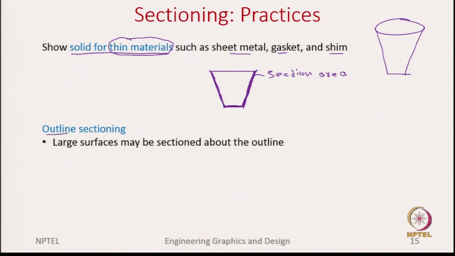So, there is another sectioning called outline sectioning, especially for very large surfaces. So, let us say there is one very large surface which needs to be sectioned. Instead of spending too much time drawing parallel lines for the complete surface, they say you can only section the outline. So, which means on the boundary you show the sections. And that is sufficient. So, mind again, this is only for large surfaces.